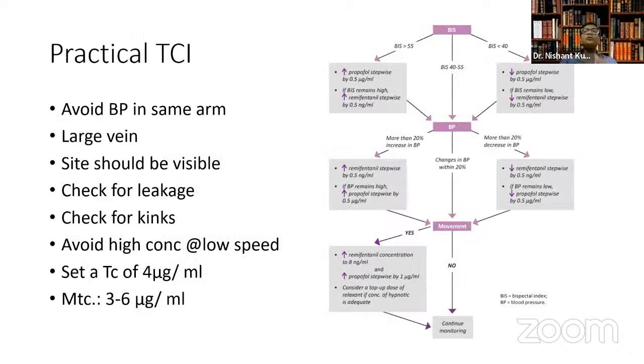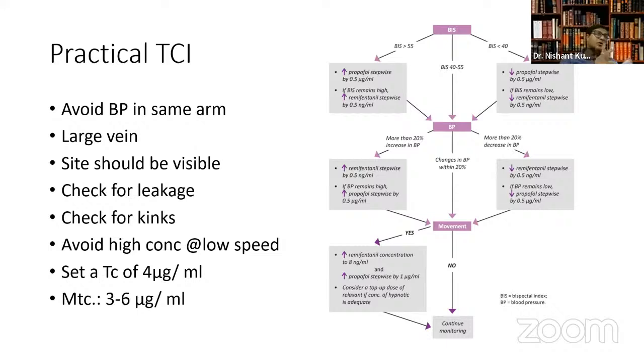Now, how do we go in with TCI? It's very simple, actually. All you require is you don't take the BP in the same arm as the IV. You obviously take a larger vein. The site of the intravenous cannula should be visible. There should not be any leakage. You have to check for kinks. You avoid high concentration at low speed.